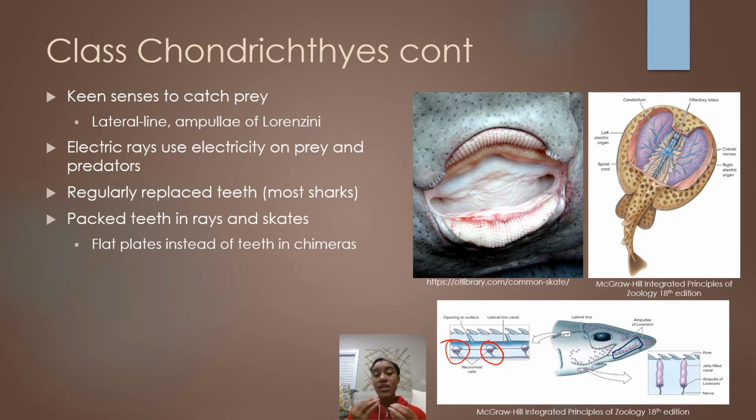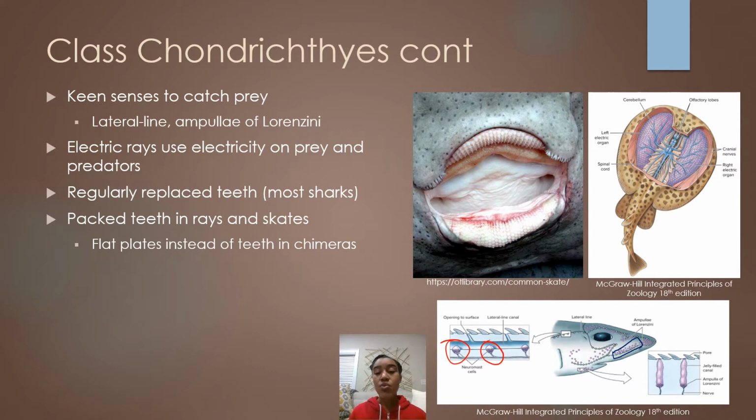And so whenever the teeth in the anterior region of the mouth get damaged or lost, they're replaced by teeth from the more posterior rows. And these will continue to be replaced throughout their entire lifetime. So as long as a shark is alive, they are able to effectively catch prey.